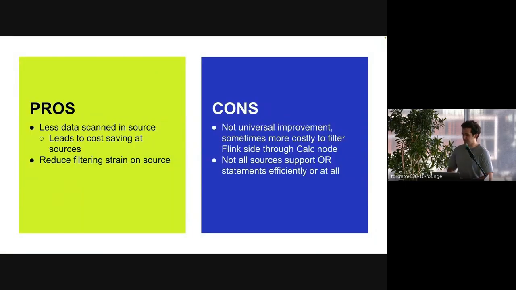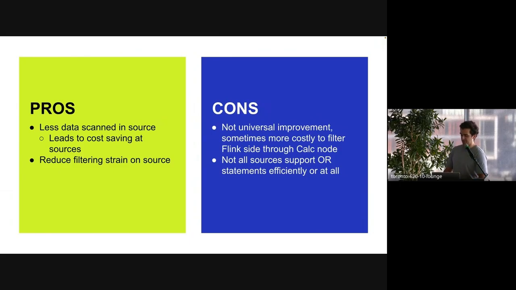So there are pros and cons to this. This is not a universal improvement. The pros, as I already mentioned, are a lot less data scanning at the source, especially for some use cases, which leads to cost savings, both in the form of, for example, BigQuery, where you're being billed directly, but also computationally, as I mentioned, on a table without proper partitioning or proper indexing on your column. If you're doing a query like that, it can be computationally expensive. It also reduces the filtering strain, because you're now having fewer query sessions going into your source, which is also a pro. The cons: this is not a universal improvement, as I just previously alluded to.